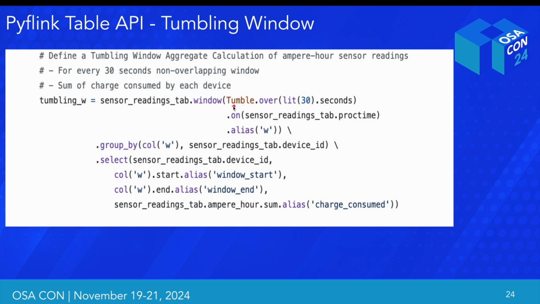So here we have done a tumble over 30 seconds on the time for the sensor readings. We have used the processing time here. We could have also used an event time as well. And then we have grouped by the device ID. And in the new table, we have selected the device ID, name of the device ID, the tumbling window start and end timestamp, and a sum of the charge consumed.